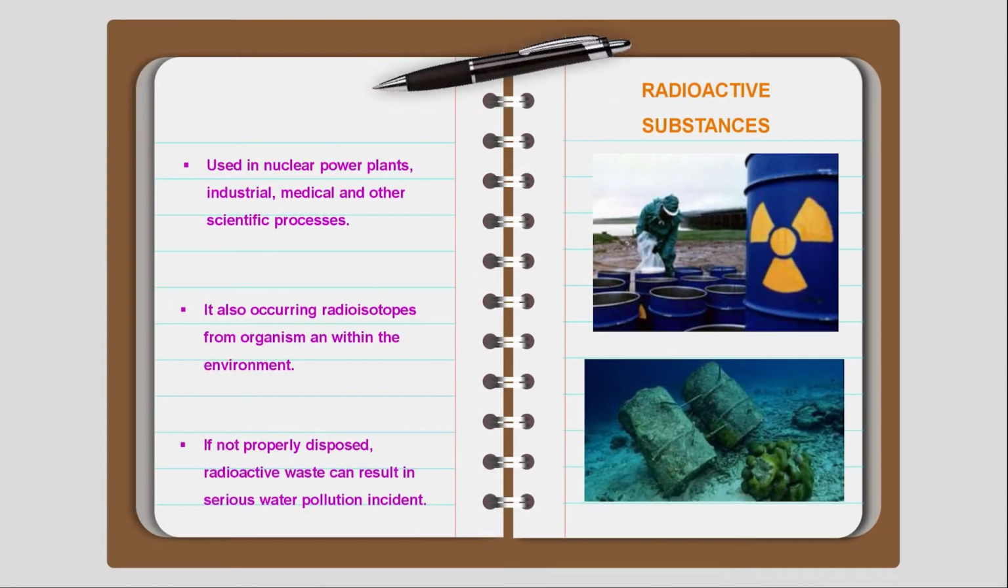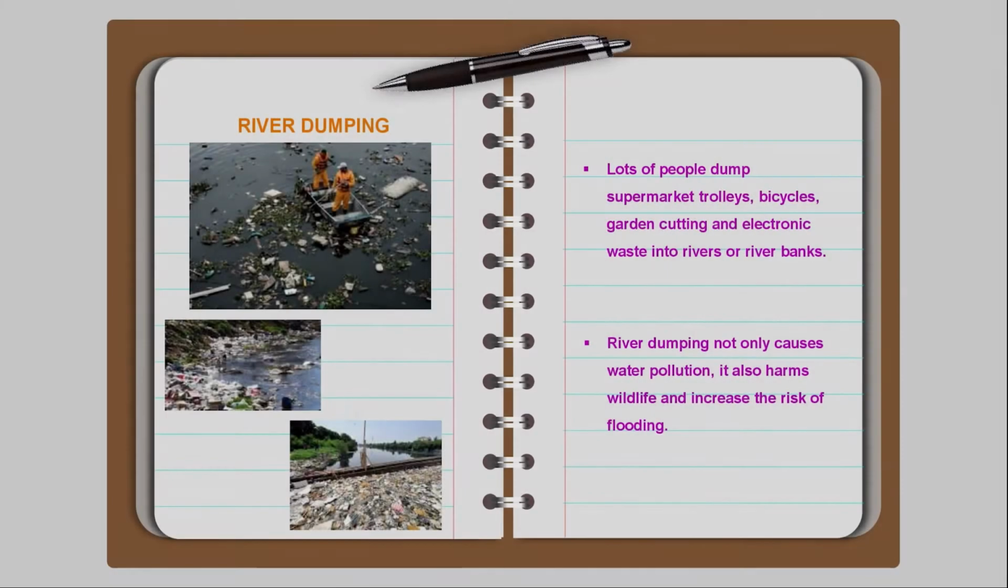Radioactive substances are used in nuclear power plants, industrial, medical, and other scientific processes. There are also naturally occurring radioisotopes in organisms and within the environment. If not properly disposed of, radioactive waste can result in a serious water pollution incident. River dumping.